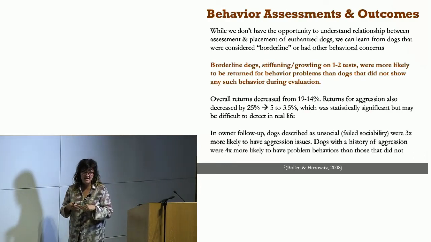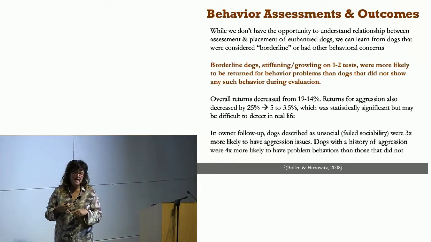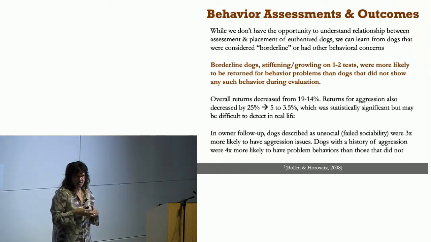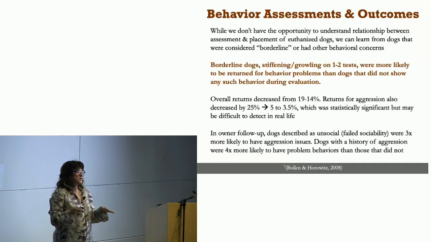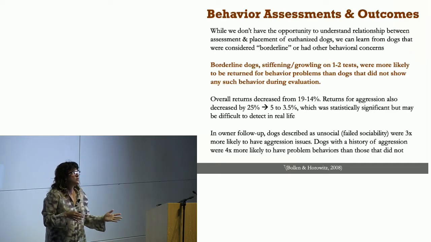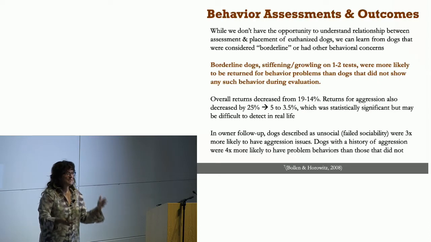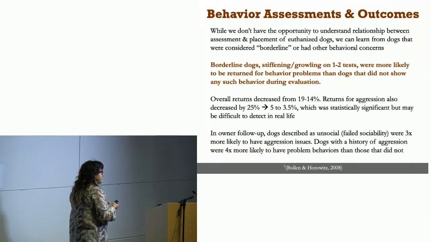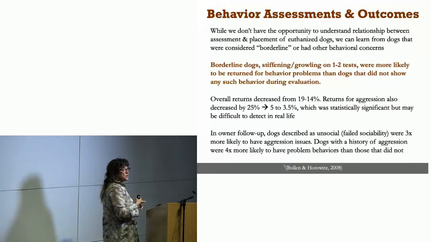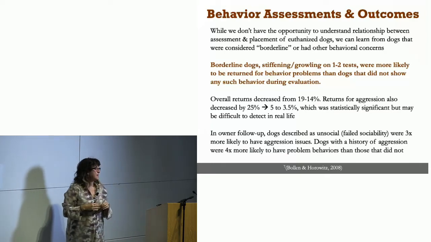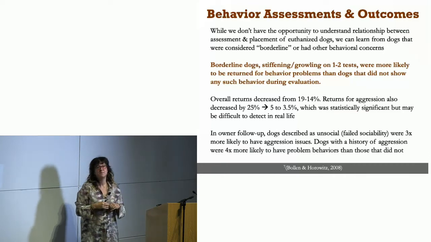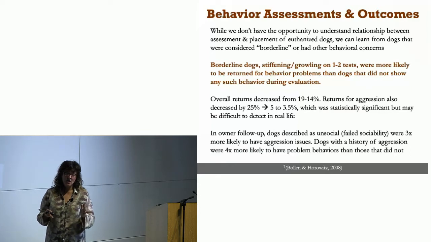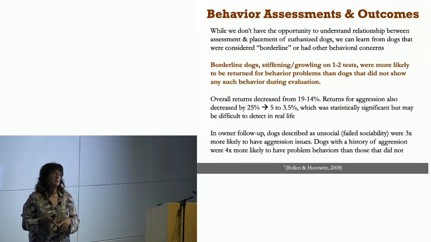One last bit about this is that they also conducted owner follow-up. So not just the dogs coming back into the shelter, but they actually reached out to owners. I think a limitation of much of this work is that we're not going back into the homes and doing the same exact thing, and we're relying on owner report, and that can be challenging. But what they found was that dogs that were described as unsocial, so they failed that sociability test, and we were talking about sociability before, were 3 times more likely to have aggression issues. And dogs with a history of aggression were 4 times more likely to have problem behaviors in the home than those that did not.